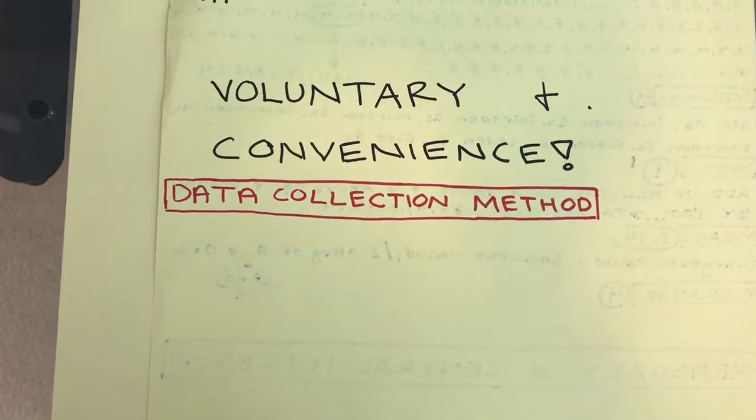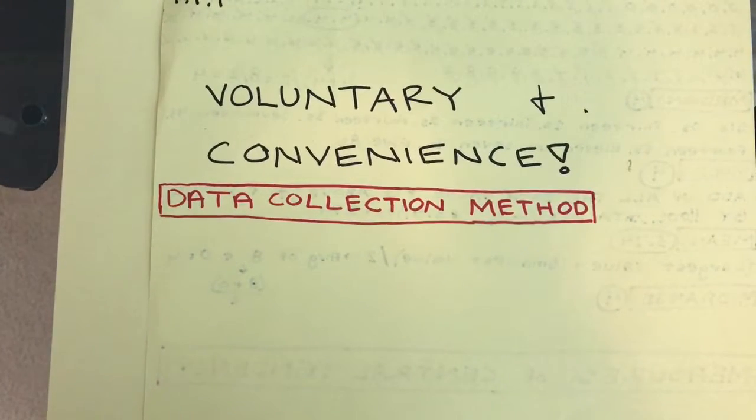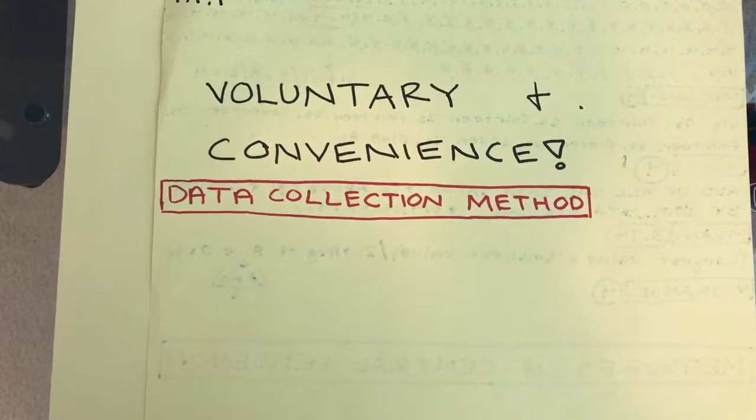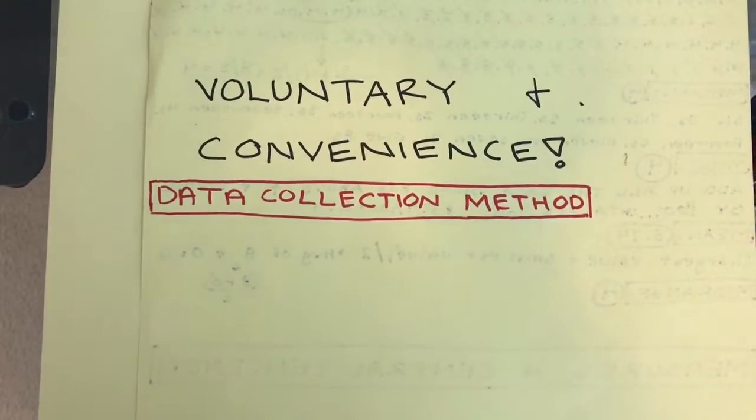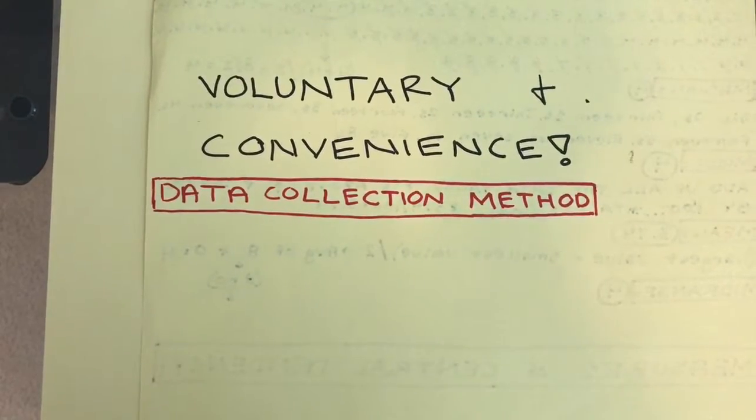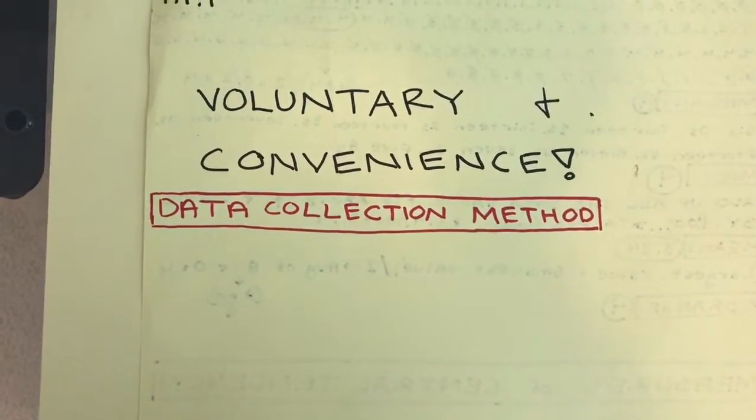Voluntary is a type of non-probability sampling method where people are self-selected into a survey. Convenience, on the other hand, is kind of similar, but it is a non-probability sampling method that is made up of people who are easy to reach.